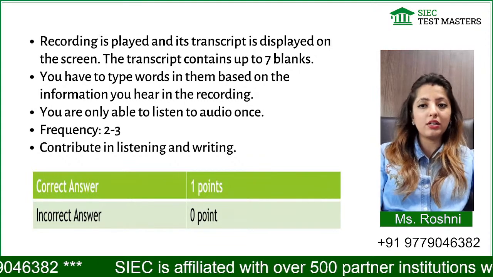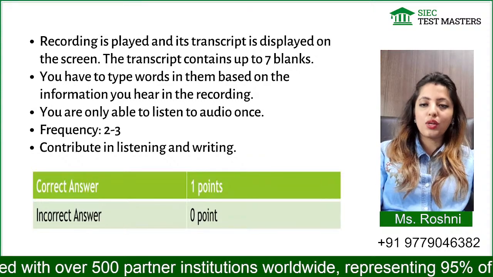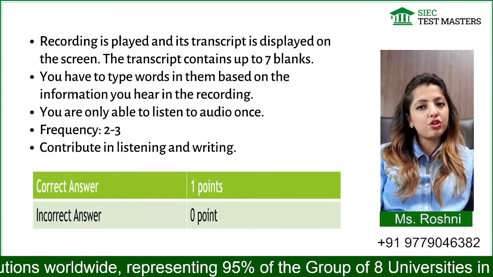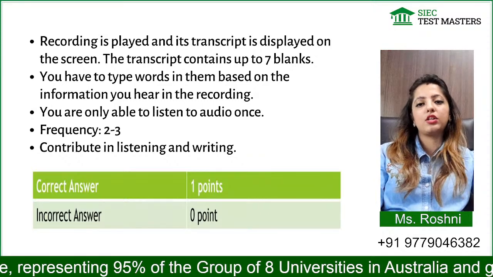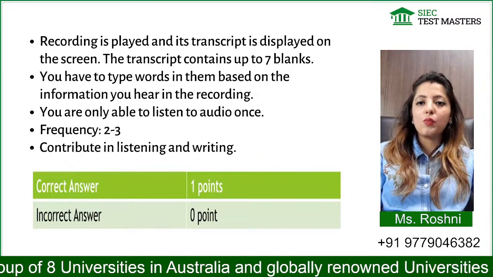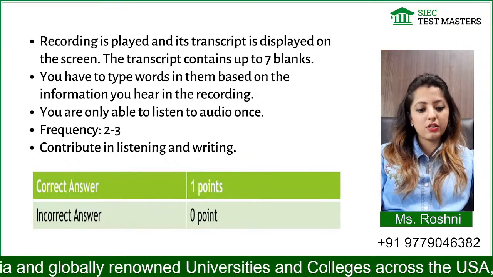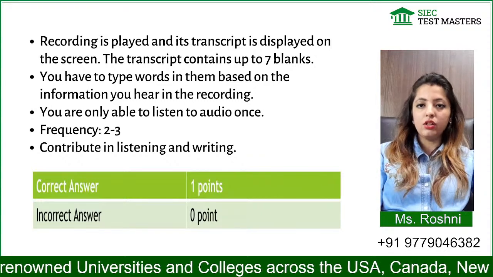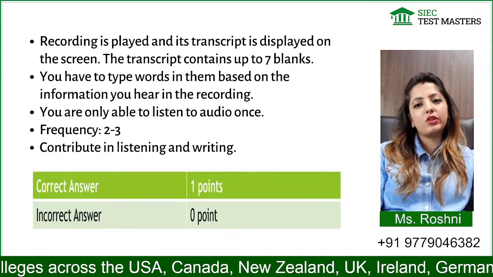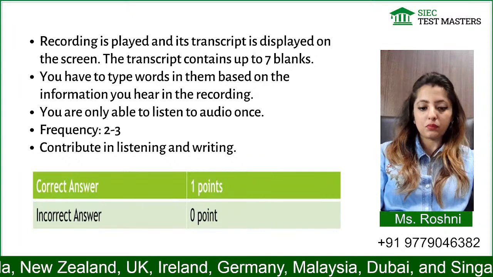But if you are very quick in typing, you can transfer the answers directly to the screen and you can save your time. Frequency is around 2 to 3 questions, and as I mentioned earlier, it is a very important question type as it gives marks to both listening as well as writing. The criteria which helps you to gain marks here is very simple. If the answer is correct and spelled correctly, you get 1 point. If the answer is correct but you haven't spelled it properly, you will get a 0. There is no negative marking, so at least guess the word and write it down.